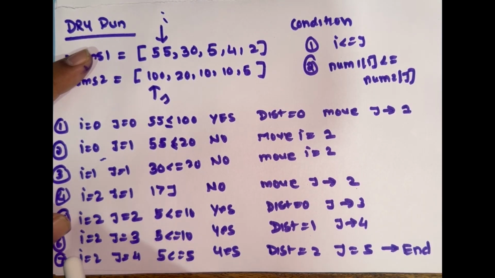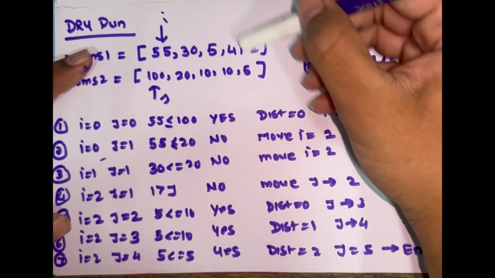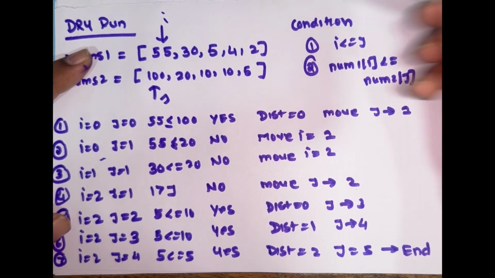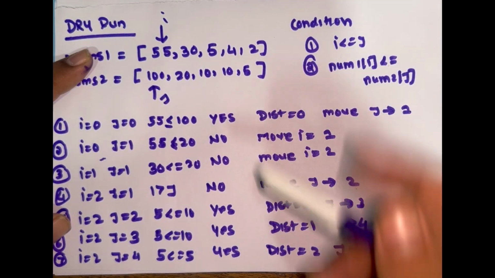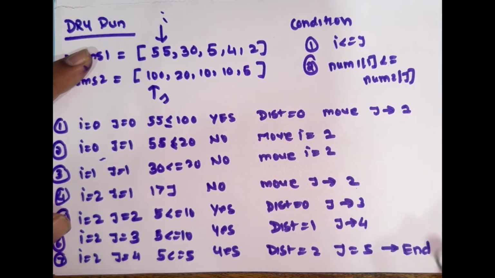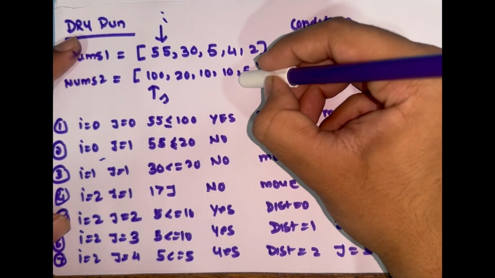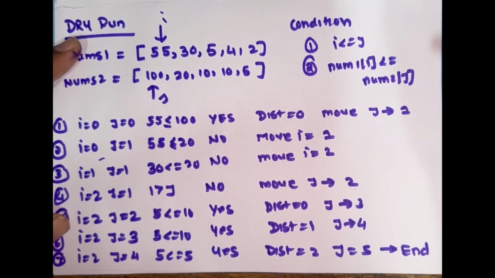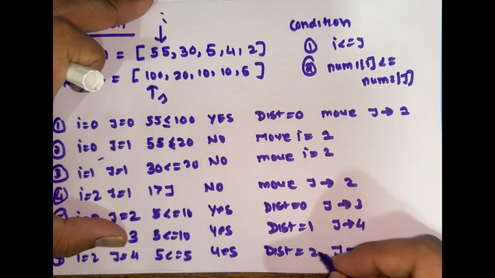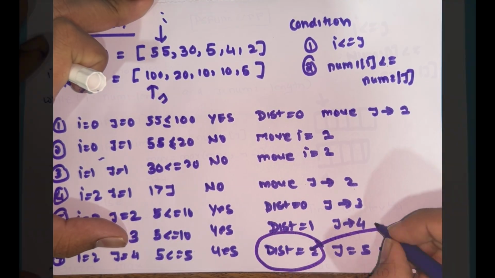In the seventh iteration, i equal to 2, j equal to 4. We are comparing 5 and 5, and this satisfies the condition. The distance will be equal to 2, and we will move j forward. So j will cross this array, and the loop ends here. We have calculated the maximum distance as 2, and we will just return this.